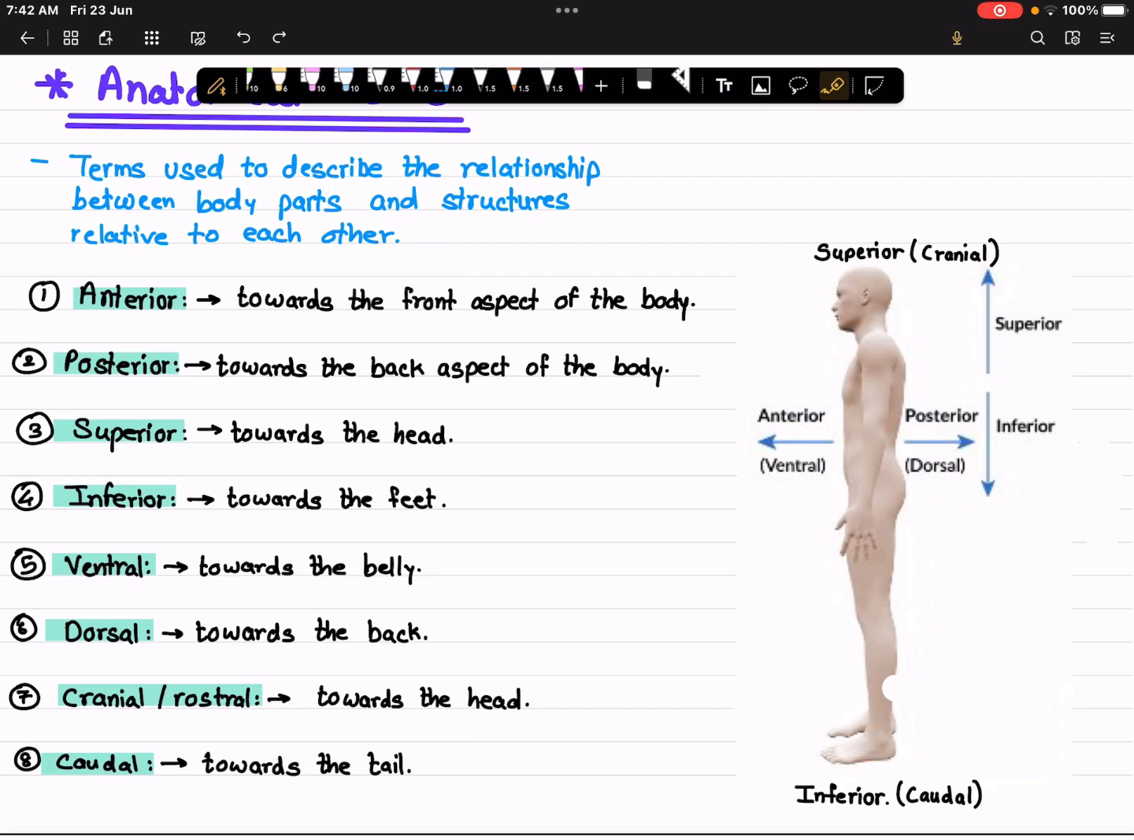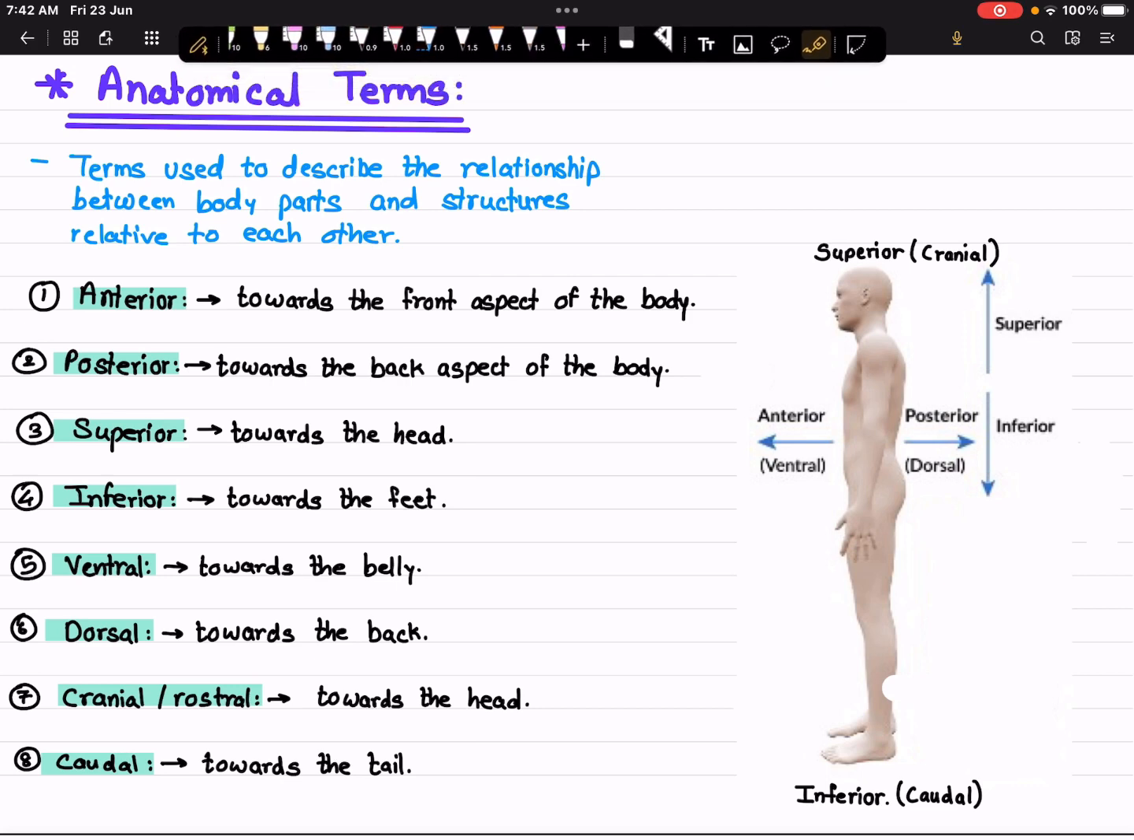Just make yourself understand that these anatomical terms form the core of the anatomical language. It is really important. Now coming towards one set of anatomical terms which are quite confusing. First we will go one by one.